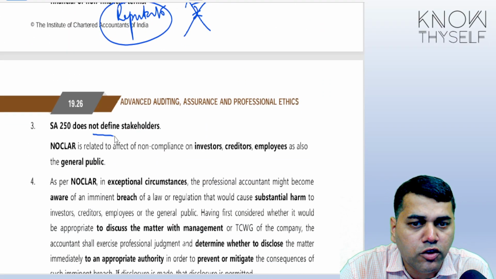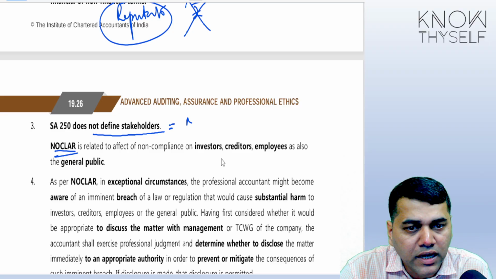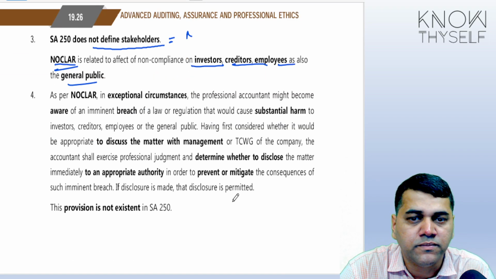SA 250 does not define the stakeholders. Your stakeholder is your member only, but NOCLAR says your investors, creditors, employees, or the general public are the stakeholders.